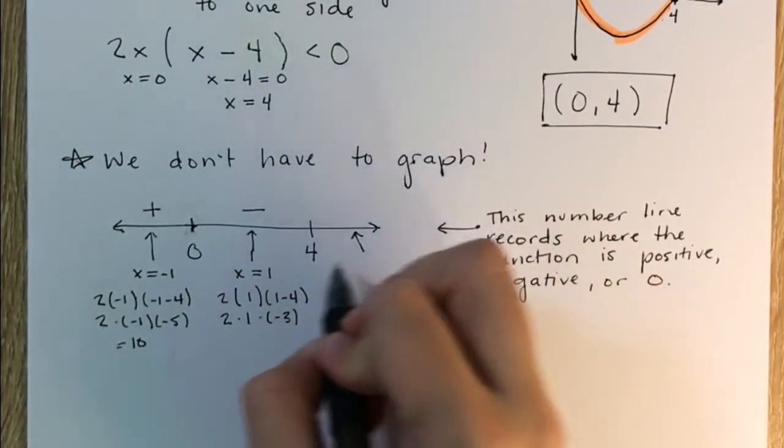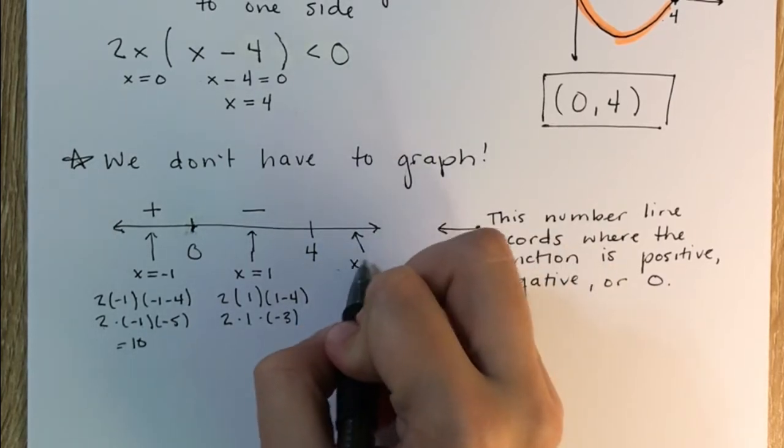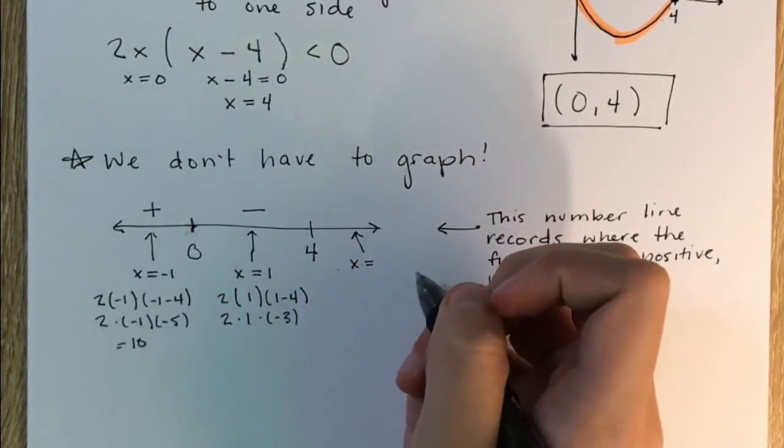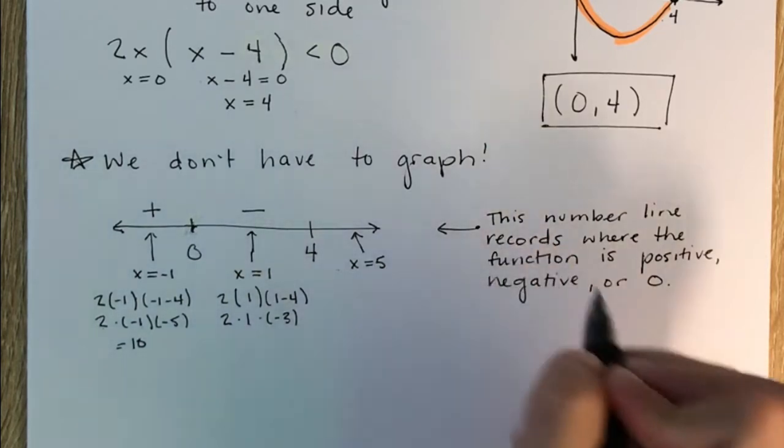And then let's pick something that is greater than 4. Again, going to try and make it as small as possible, so I'll pick 5.